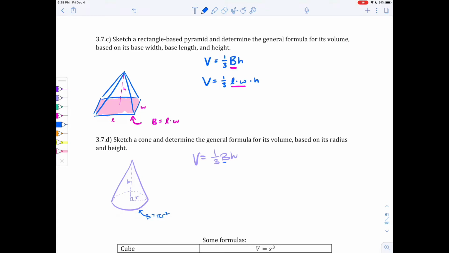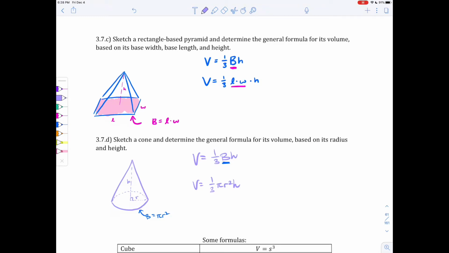Therefore, we can replace this B with a pi r squared. So that's all we change line by line. The volume, this 1/3 stays the same, this h stays the same, but that B turns into pi r squared. So that's where a more specific formula comes from.